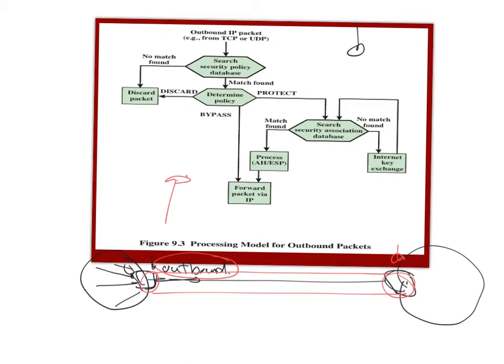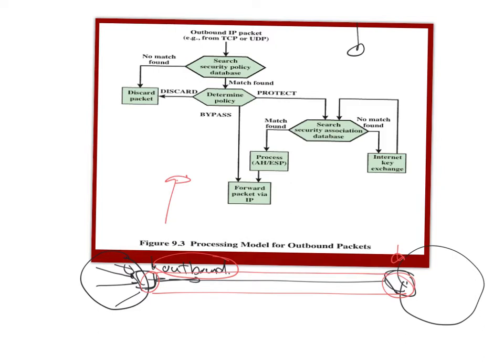Otherwise, the policy is to protect or to bypass. Bypass is easy. Bypass, I will send it over IP. I don't have to pass it through the tunnel altogether. So I will send it over IP. I don't have to include any ESP header or AH header or anything.